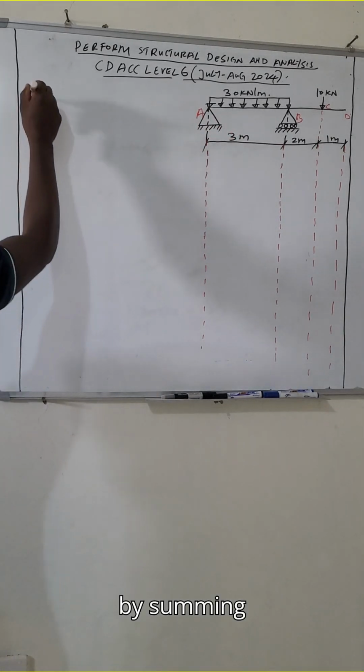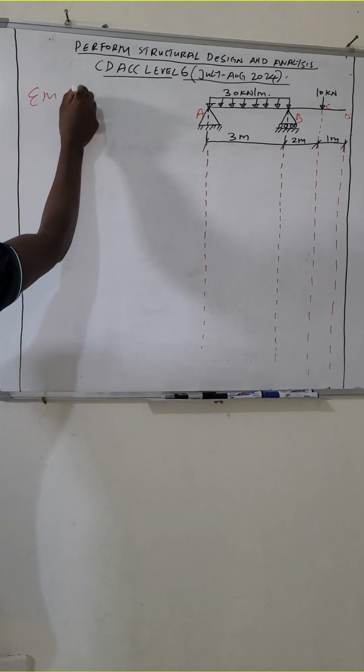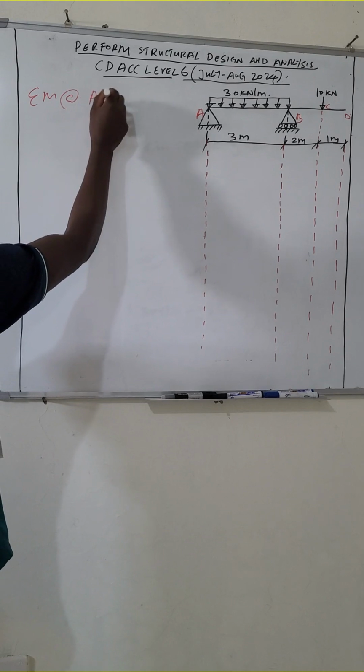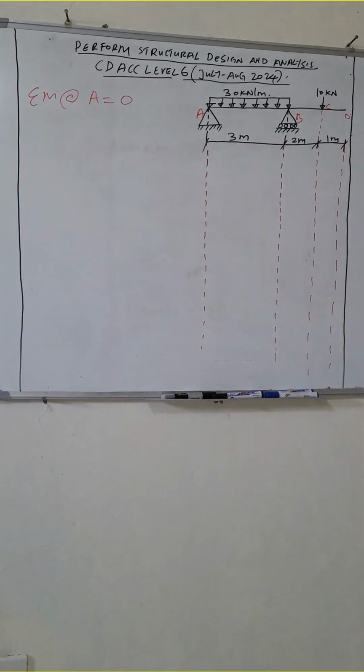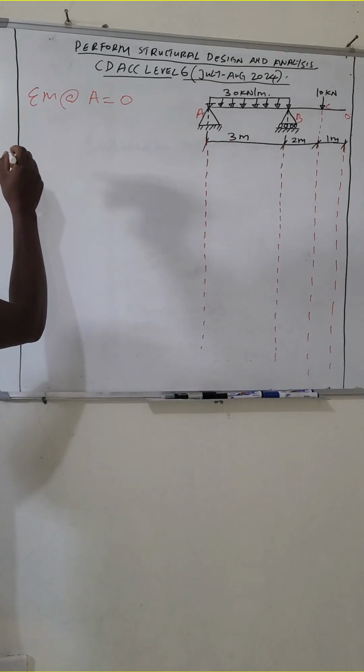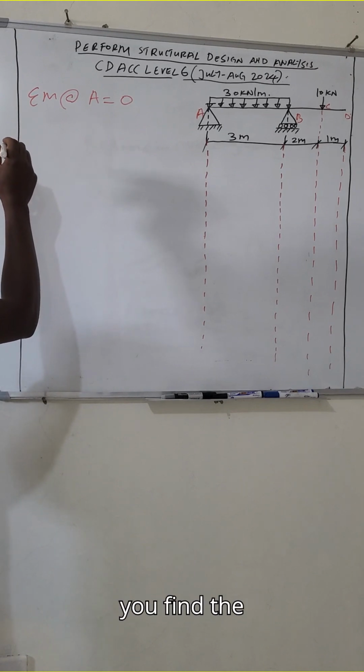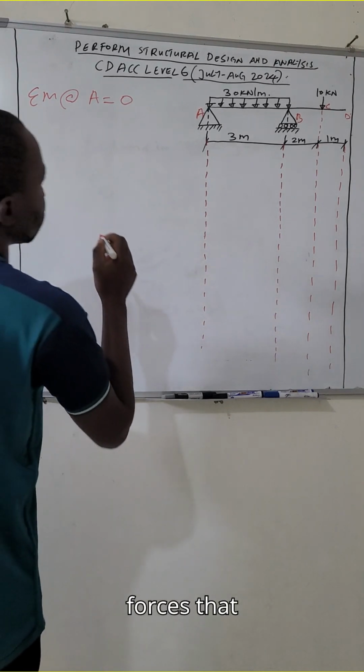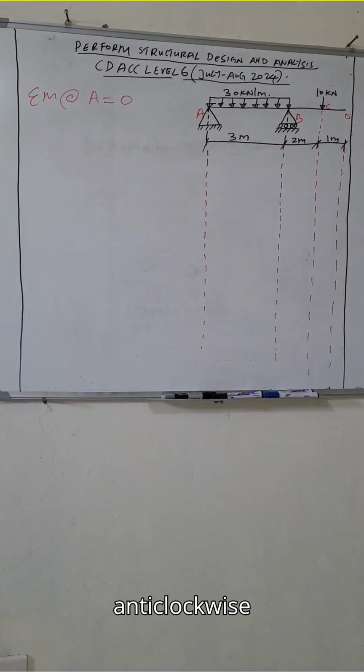So let's begin by summing moments at A equals 0. So the summation of moments at A is equal to 0. You will be calculating the reaction at B. So let's see how you will find the reaction at B. All the forces that move in an anti-clockwise direction will be considered negative, and those forces that move in a clockwise direction will be considered positive.